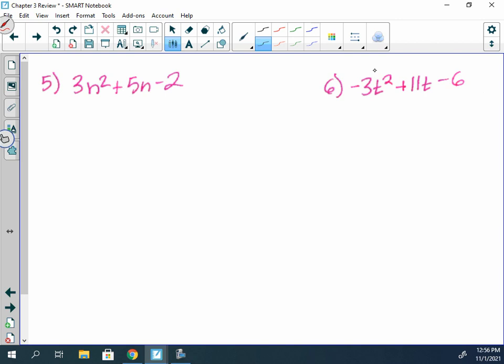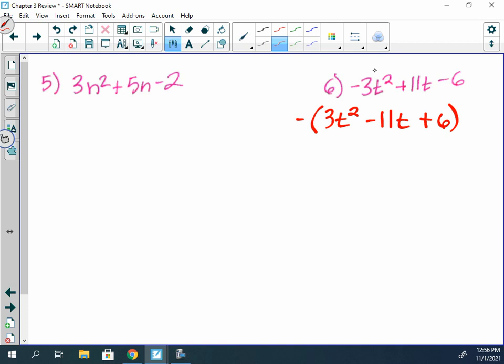So when we look at number 6, the first thing we need to be looking for is a greatest common factor. Is there a greatest common factor between these 3 terms? No, but there is something I would want to factor out, and it would be the -1. I want to factor the negative out. We want the number in front of the variable that is squared to be positive. So if we factor a negative out of -3t squared, we're left with 3t squared. If we factor it out of 11t, it'd be -11t, and then we would have plus 6.